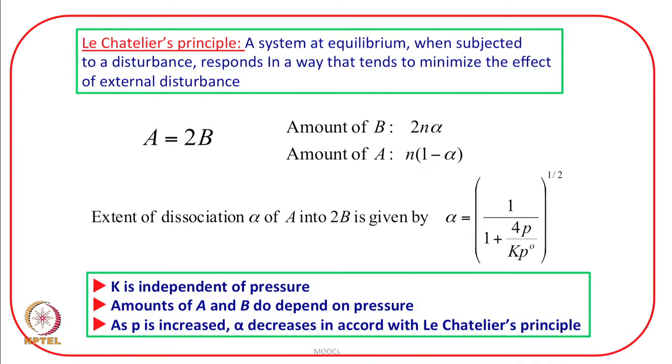So, this example demonstrates that because K is independent of pressure, the amounts of A and B do depend on pressure, and this is demonstrated by this small calculation. And in accordance with Le Chatelier's principle, when pressure is increased, the amounts of A and B are modified, alpha decreases. That is, the number of molecules of A will increase and the number of molecules of B will decrease, or the reaction will shift towards the left, and that is what is predicted by Le Chatelier's principle.